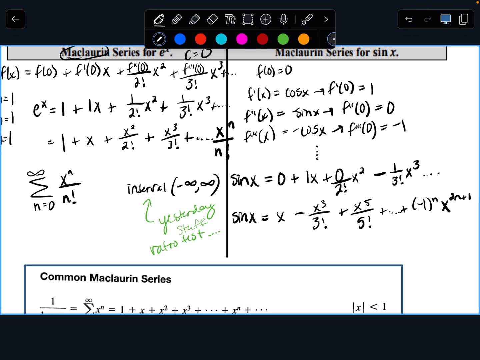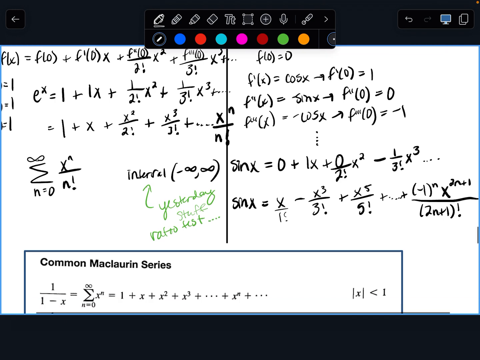The power on x is always odd. Odd means 2n plus 1, and even is 2n. And then this is all over, and again, your factorials are always odd. Technically this is over 1 factorial, but that looks kind of dumb. So that would be 2n plus 1 factorial. You have to come up with that by looking at the patterns. Cosine's similar, but it's even, and cosine's an even function.